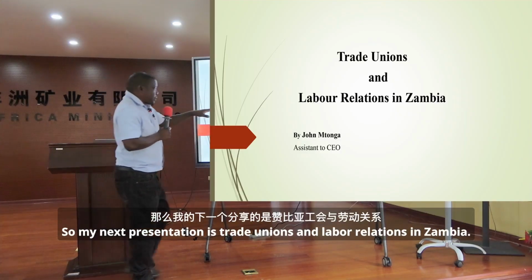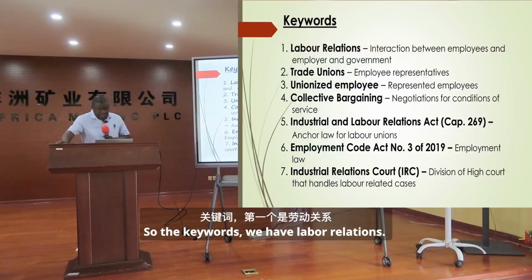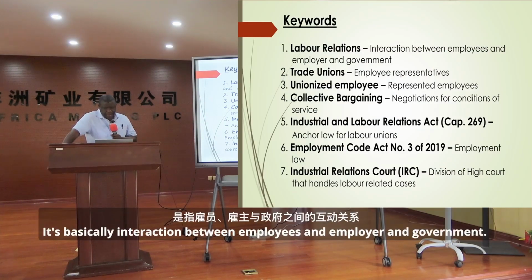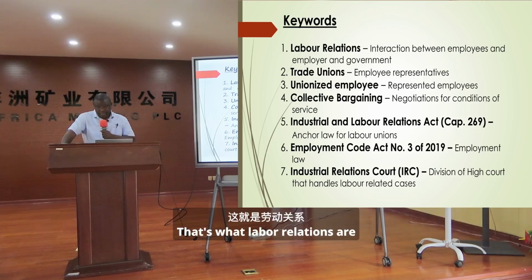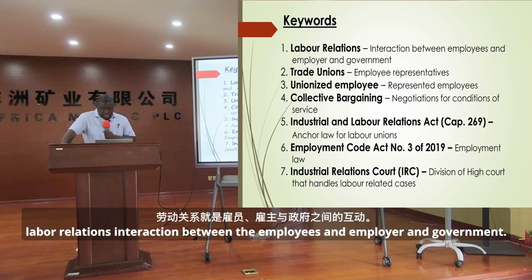The presentation is on trade unions and labor relations in Zambia. So the key words: we have labor relations. It's basically the interaction between employees, employer and government. That's what labor relations are, because the government sets the rules. So labor relations is the interaction between the employees, the employer and government.